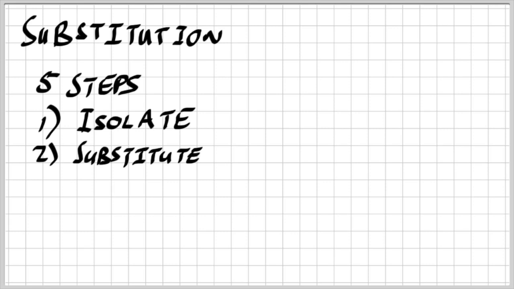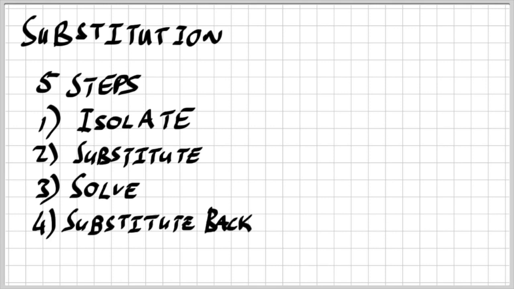Secondly, I'm going to take that and substitute it into the other equation you haven't used yet. Then I'm going to solve one of the variables. After I've solved that variable, I'm going to substitute back into one of the equations and solve the other variable. I know that you might not be used to writing all of these things out like this, but please keep these notes next to you when we ask you to solve simultaneously.